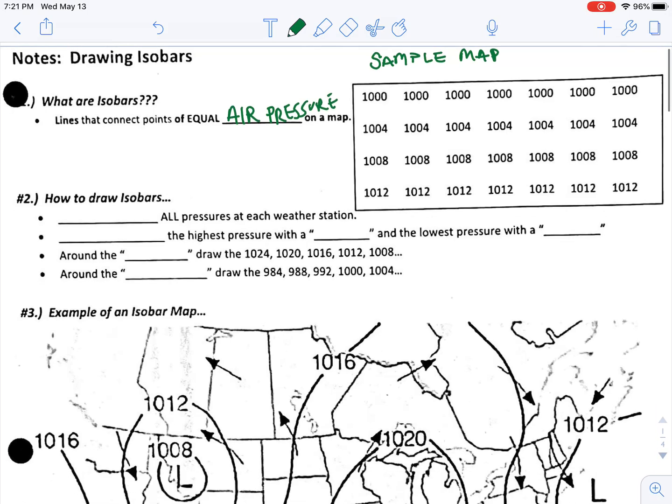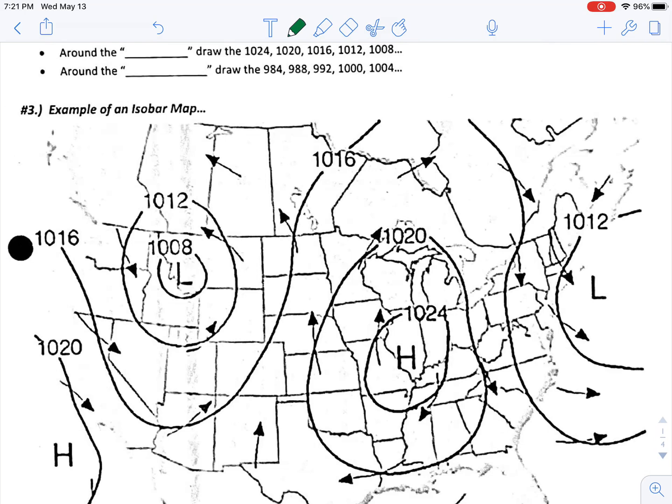Now let's think about what that means. Let's go back here. If an isobar, which are these lines, connects locations of equal air pressure, well, this would be an air pressure of 1016 millibars. Let's say there's a city on the line here, and we're going to call that city A, and there's a city on the line over here at city B. They're both sitting on the 1016 millibar line, so both city A and city B have an air pressure of, you guessed it, 1016 millibars.